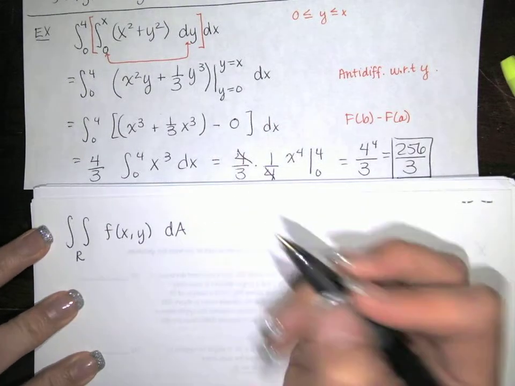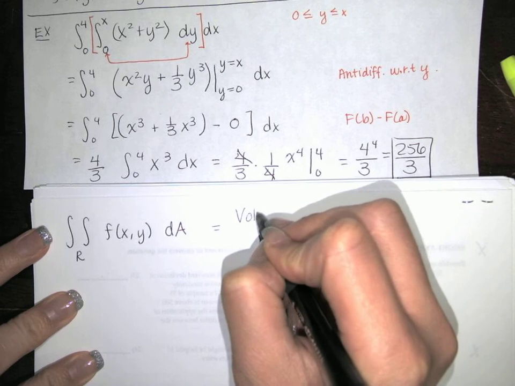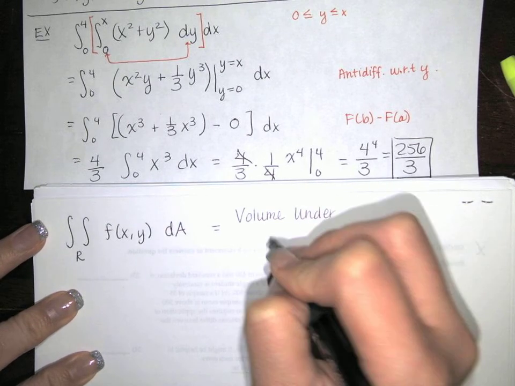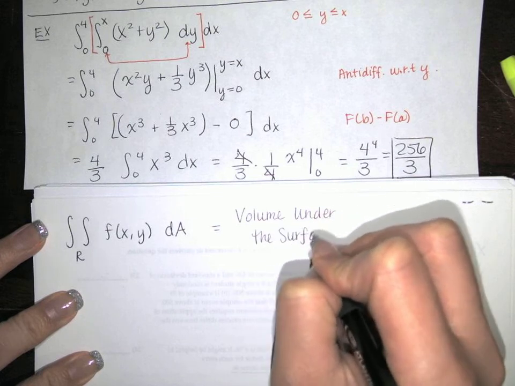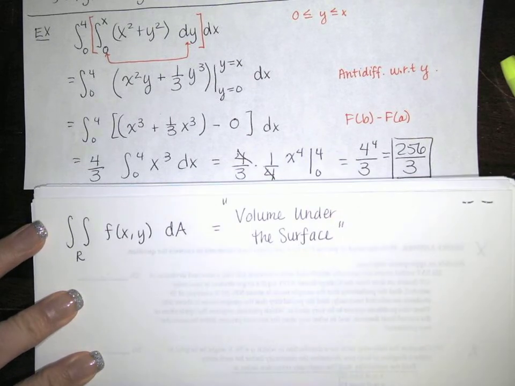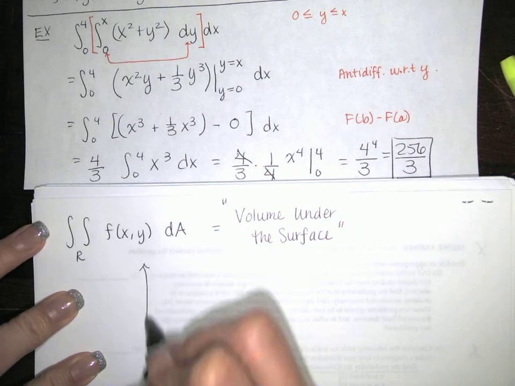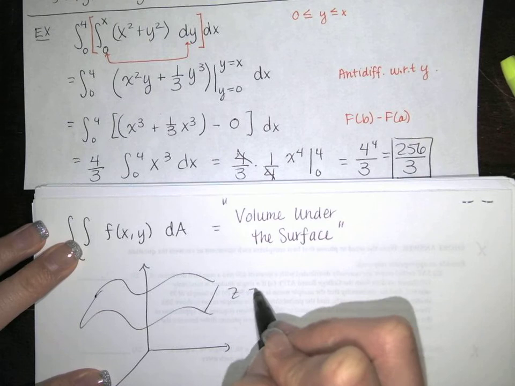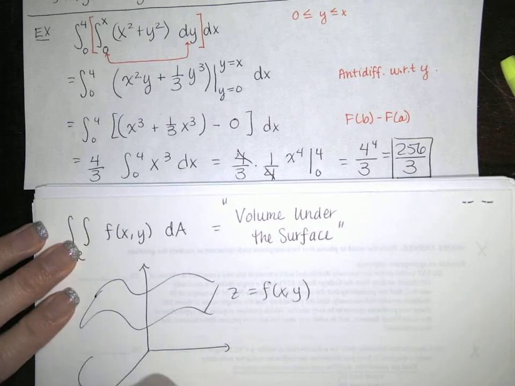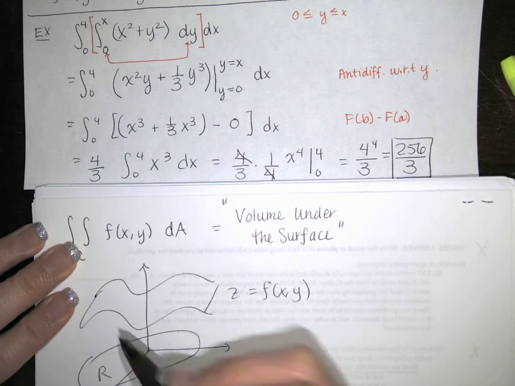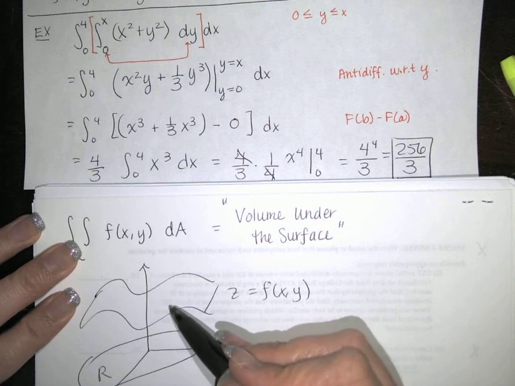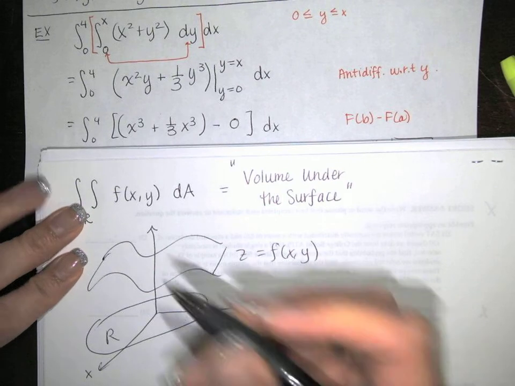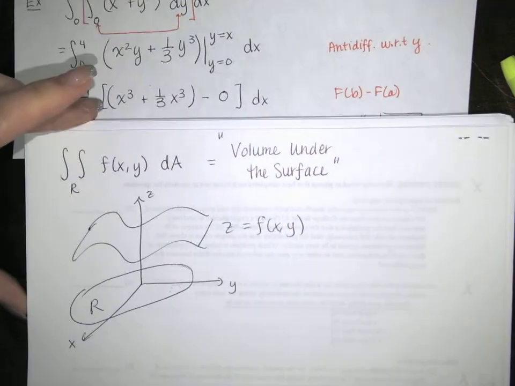Now, if f of x, y is positive all the time, or if it's at least non-negative, it's okay if it's 0, we're going to get what's called the volume under the surface. It's the volume between the surface f of x, y and the region R in the xy plane. So this is our z. Here's the region R. And we want the volume under here and above here, above the xy plane.